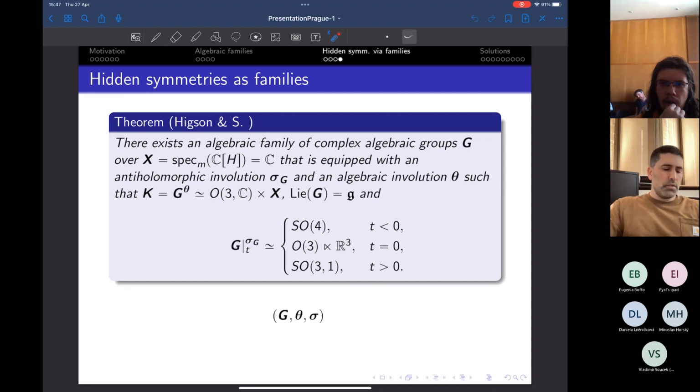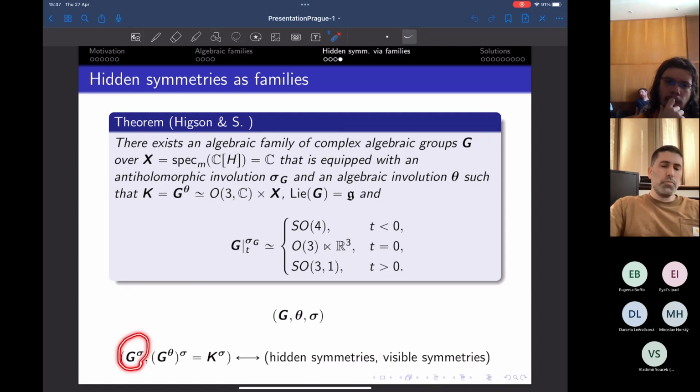For the hidden symmetries, you just take the family of complex algebraic groups and look at the corresponding family of real groups, the fixed points of the anti-holomorphic involution. If you want to get the visible symmetries, in our case these are O3, you just iterate fixed points for theta and sigma. And this will give you the hidden symmetries and the visible symmetries. So you can replace the setup to work with those families of groups together with the involutions.